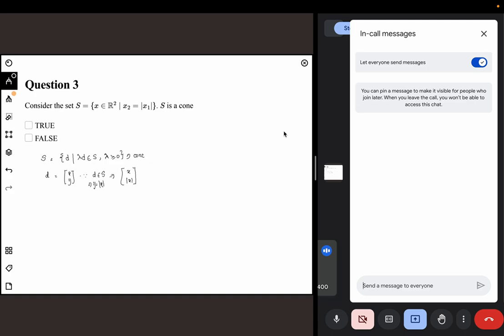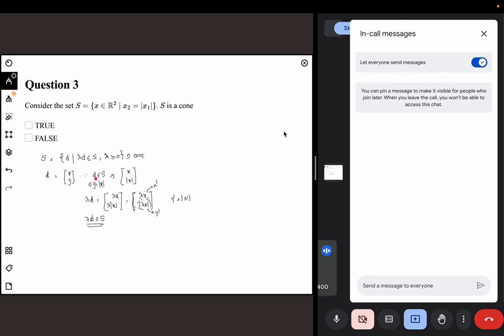Now what I have to do to check whether it is a cone or not, I have to multiply it with lambda. So if you take lambda d, lambda d will be lambda x and mod lambda x, and the condition is lambda should be greater than or equal to 0. So if lambda is greater than or equal to 0, I can always take it as lambda x and mod lambda x, right? Again, if I call this some x prime and this some y prime, then I have y prime equal to mod x prime, right? So which means lambda d also belongs to the same set S.